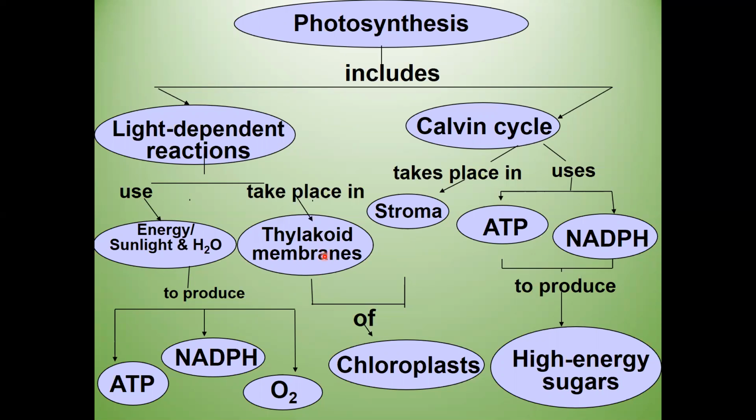Remember that the thylakoid membrane is, of course, inside the chloroplast. The Calvin cycle takes place in the stroma, okay? The stroma of the chloroplast, of course. It uses that ATP and NADPH that comes from the light reaction. And what does it produce? High energy sugars.